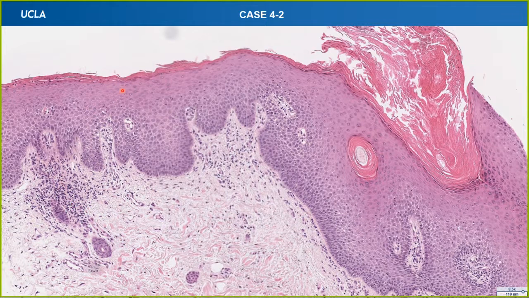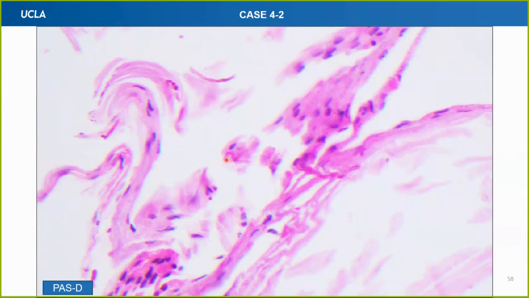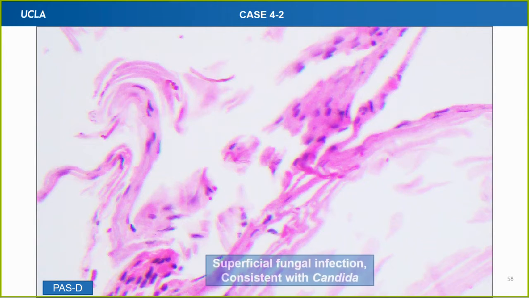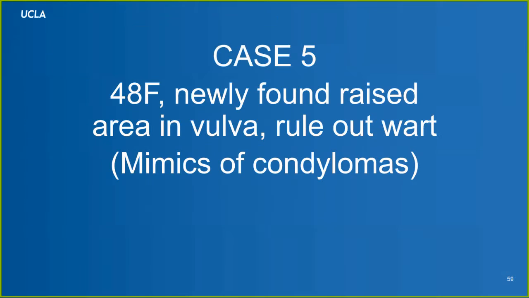And as I mentioned earlier, in all of these cases, I throw on a GMS or PAS. And what did it show? So here we see on PAS-D stain, yeasts and pseudohyphae forms. So this one is actually a Candida. So the diagnosis would be superficial fungal infection consistent with Candida. And the last set of cases that I have here, I have as clinical mimics of condylomas.